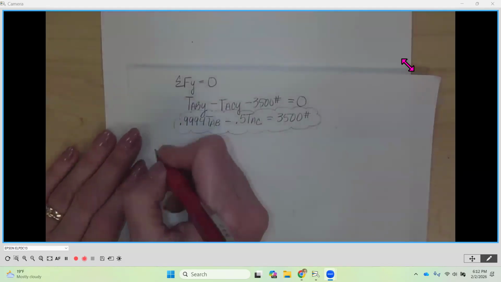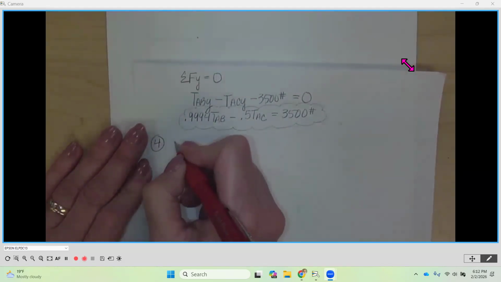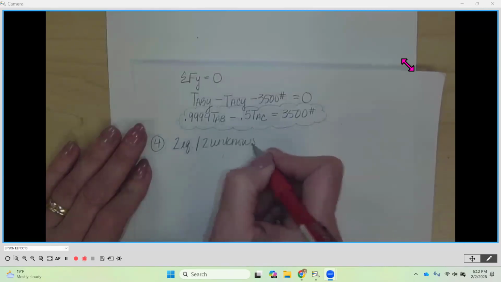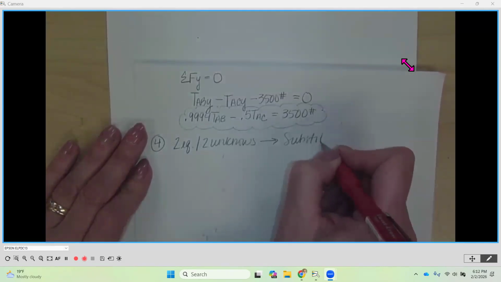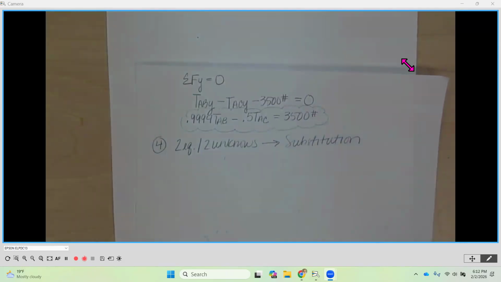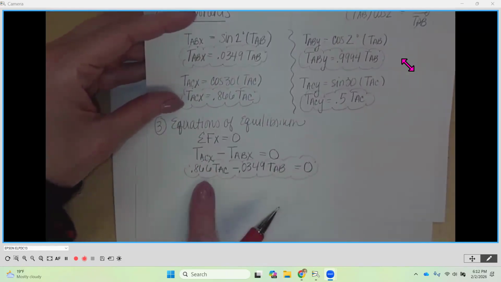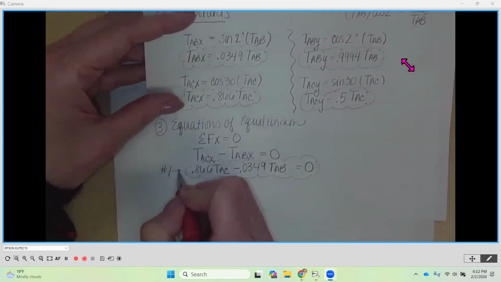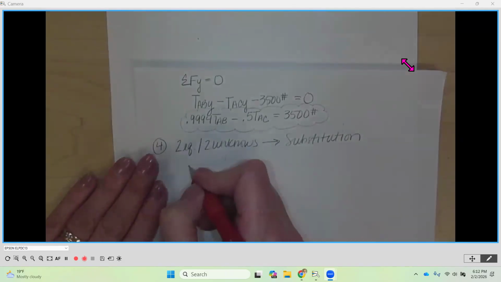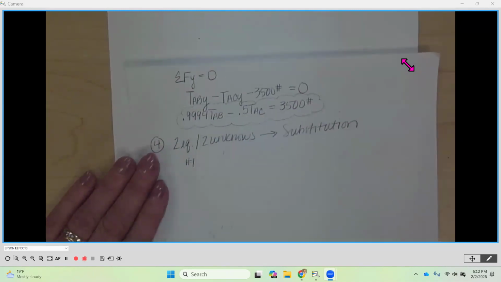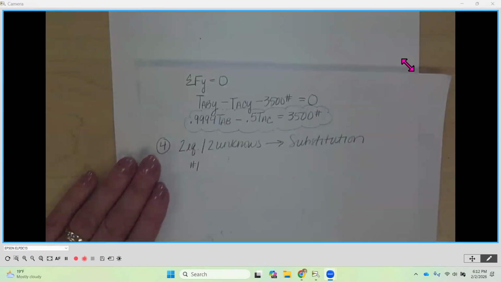Step number 4. We are going to notice that we have two equations with the same two unknowns. So we can do the substitution method. And we all remember that, right? Module 1. So if we look over here, the first equation we have is this one right here. We could call this number 1. So our equation number 1, and I want to see these labeled. So don't just start doing work. I want to see which is your equation number 1, which is your equation number 2.